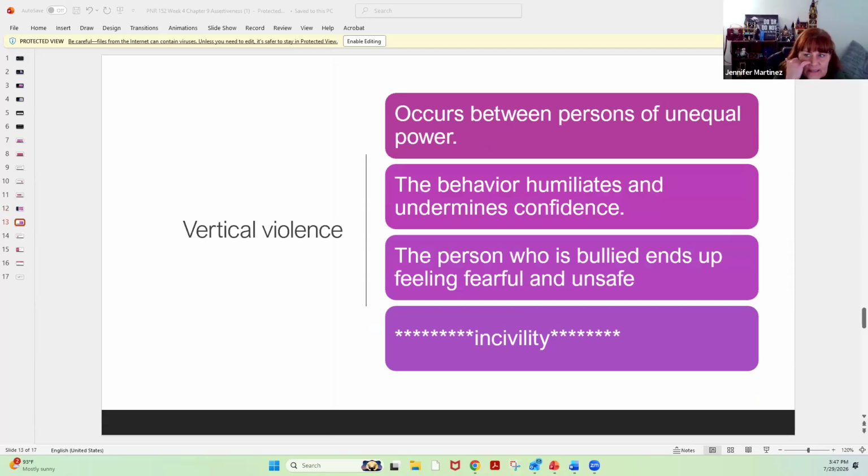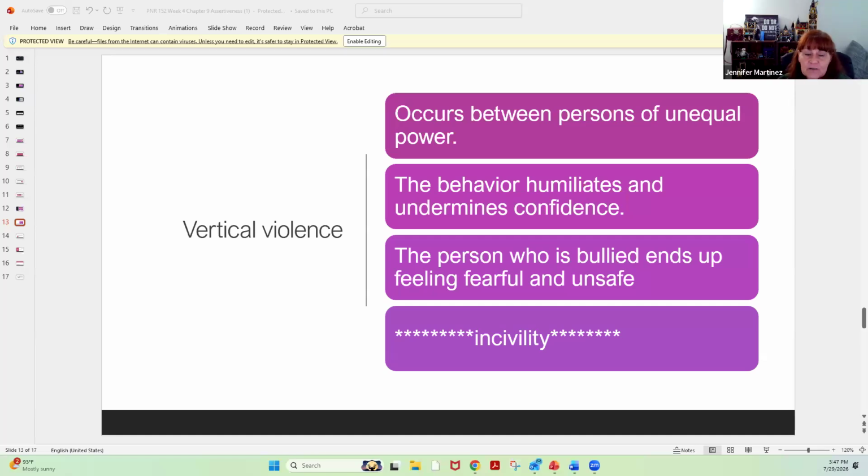Vertical violence is a little bit different. This occurs between people of unequal power. So they could be a nurse and a student. It could be a nurse manager. It could be a new nurse and a seasoned nurse. It can be an instructor and a student. But the behavior humiliates and undermines confidence. The person who is bullied ends up feeling fearful and unsafe.